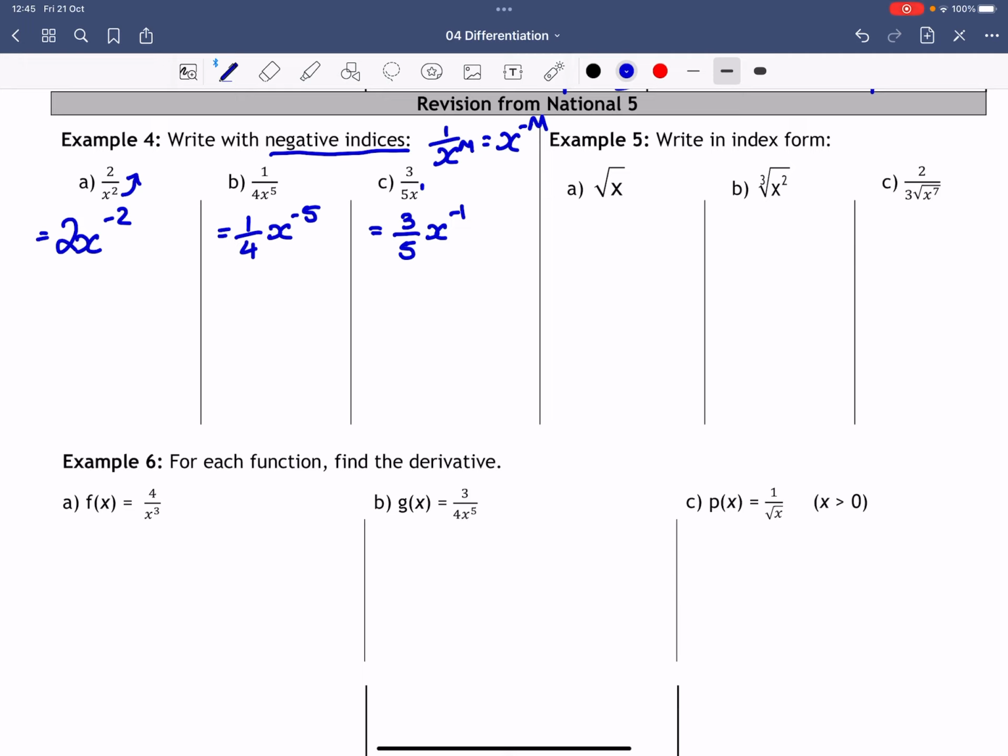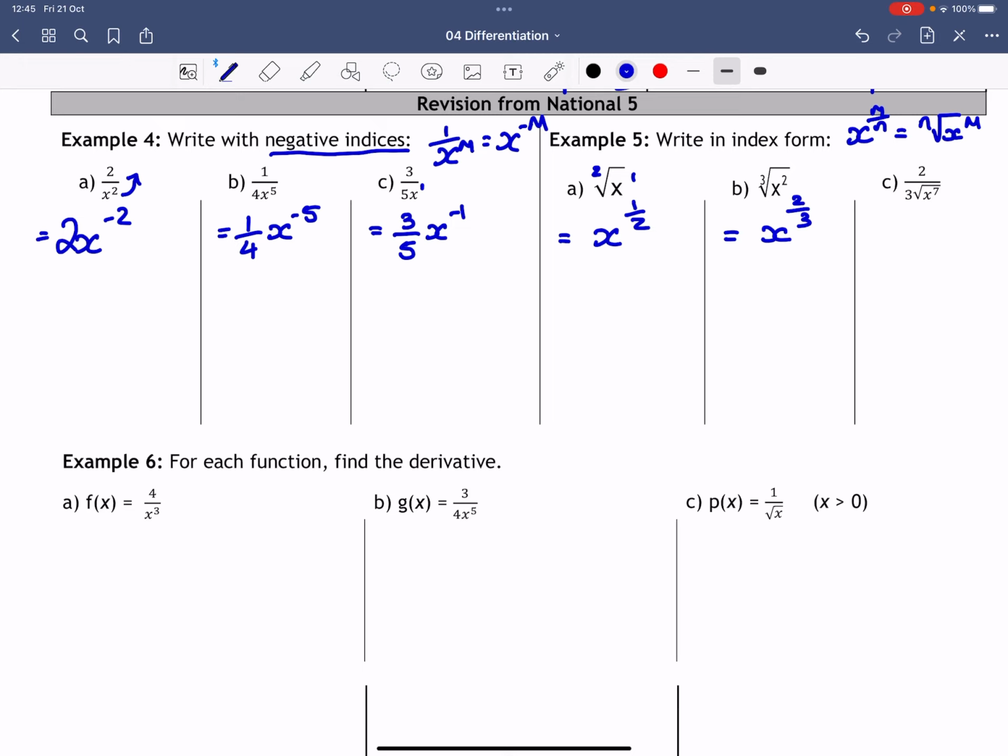Looking at example 5, writing these in index form. So we think of the index law that says x to the m over n is the nth root of x to the power m. So we have the square root of x. So we think of that as being the second root of x to the power 1, or the square root of x, we should say. That will just be x to the power of 1 over 2. The cube root of x squared would just give me power over root. So we think of x to the power 2/3.